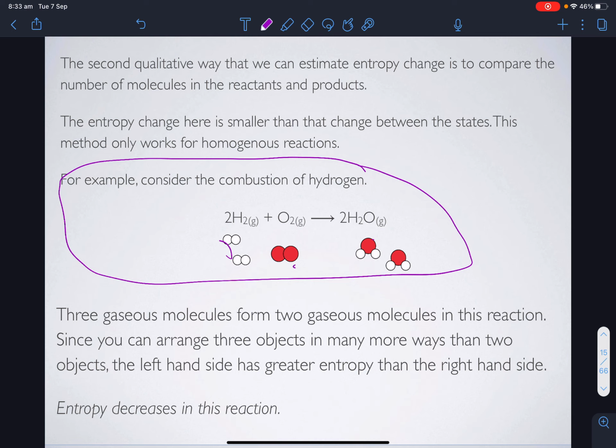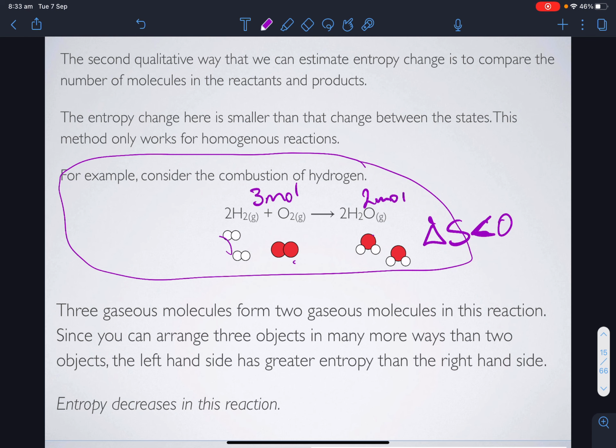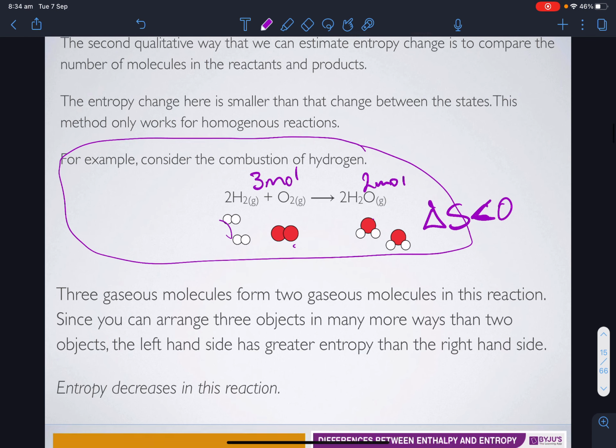Okay, so with homogeneous reactions, you can do a counting of molecule to molecule to see what happens. So we've got 3 mole versus 2 mole, so the change in entropy is less than 0, or it decreases. If we're going with a reaction with 2 molecules on the left to 3 molecules as the product, entropy would increase. There are many more ways to arrange those 3 molecules, okay? So that's another way we can estimate entropy.